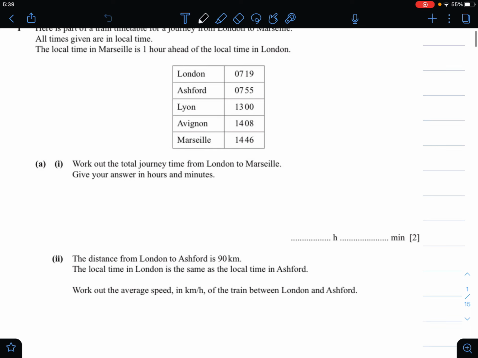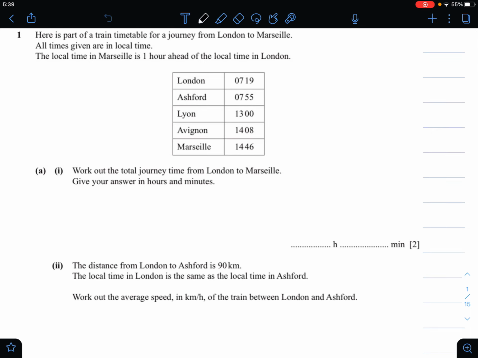So since the time is given in 24 hours, the easiest way to solve such a question is you can simply subtract the times from each other in your calculator. So you do 1446 minus 719. When you do that, you will get your answer in your calculator as 727. Now this means 7 hours 27 minutes.